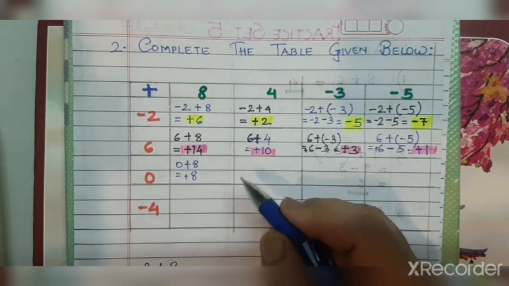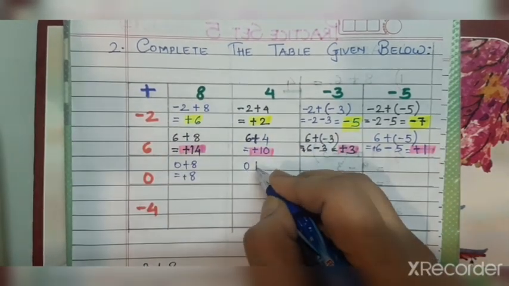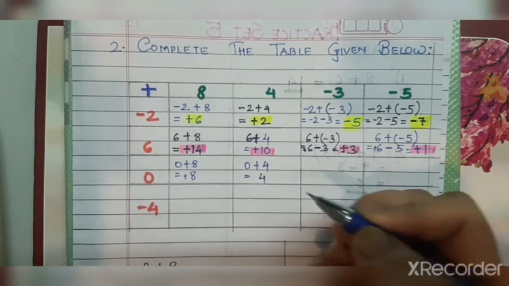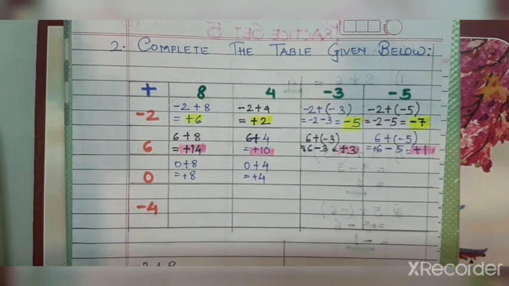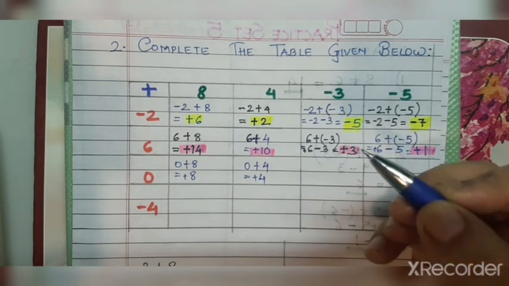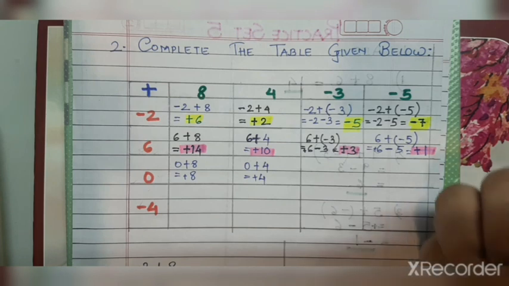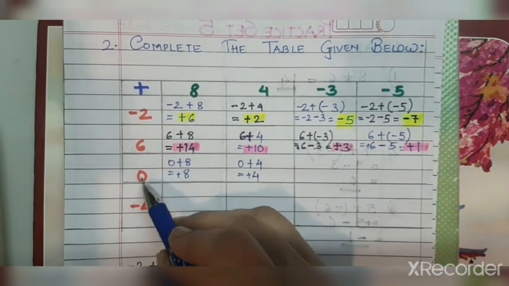Now 0 plus 4. Again, same answer, it is 4. You write positive 4 or just 4, it is understood. You add anything with 0, it is the same number. You add a positive number or you add a negative number with 0, you will get the same number. Remember this.